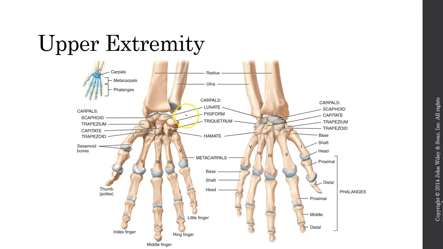You can see that here. Here are the carpal bones. And the metacarpals, again, numbered 1 through 5, starting with the thumb. And the rest are going to be the phalanges making up the digits.